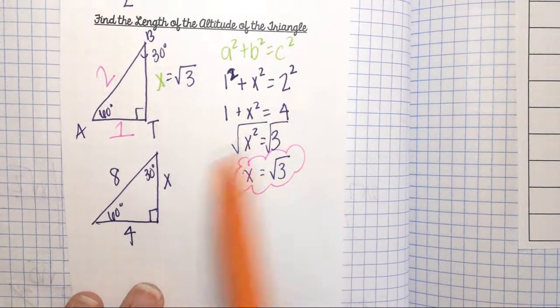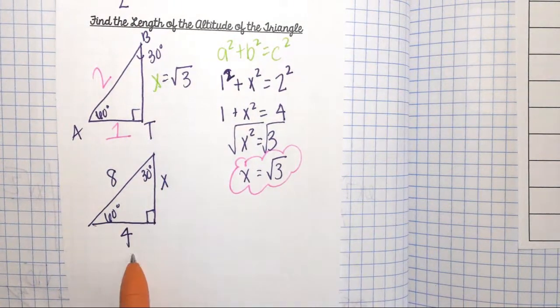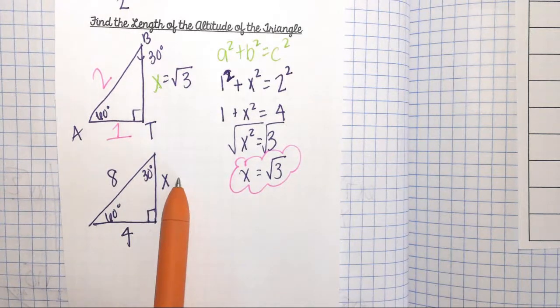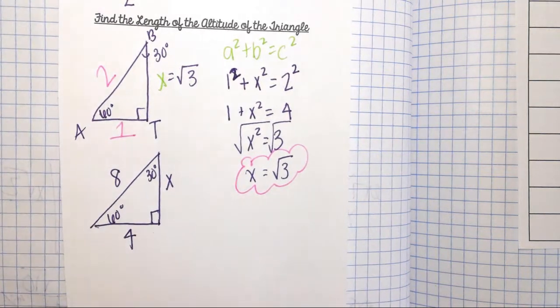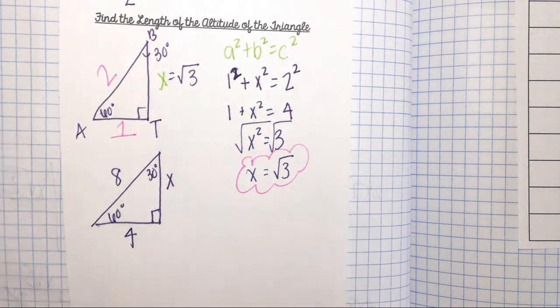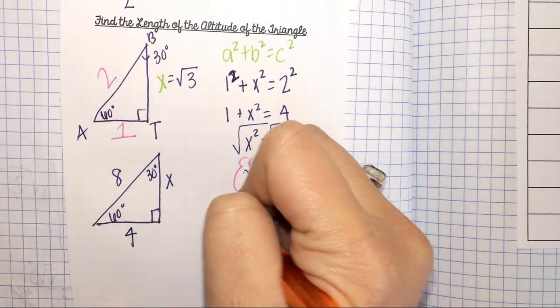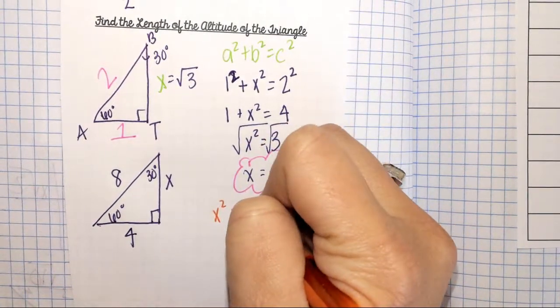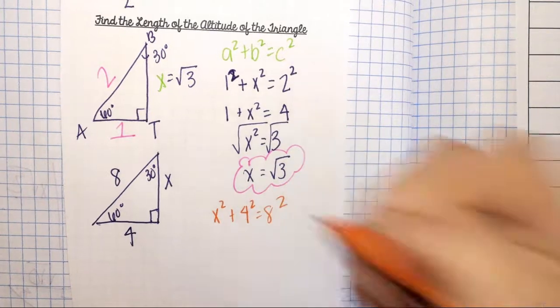All right, so now, we don't know the pattern for 30, 60, 90 yet, and we're missing a side length of our right triangle. So what are we going to use? Pythagorean theorem. So we're going to do x squared plus 4 squared equals 8 squared.